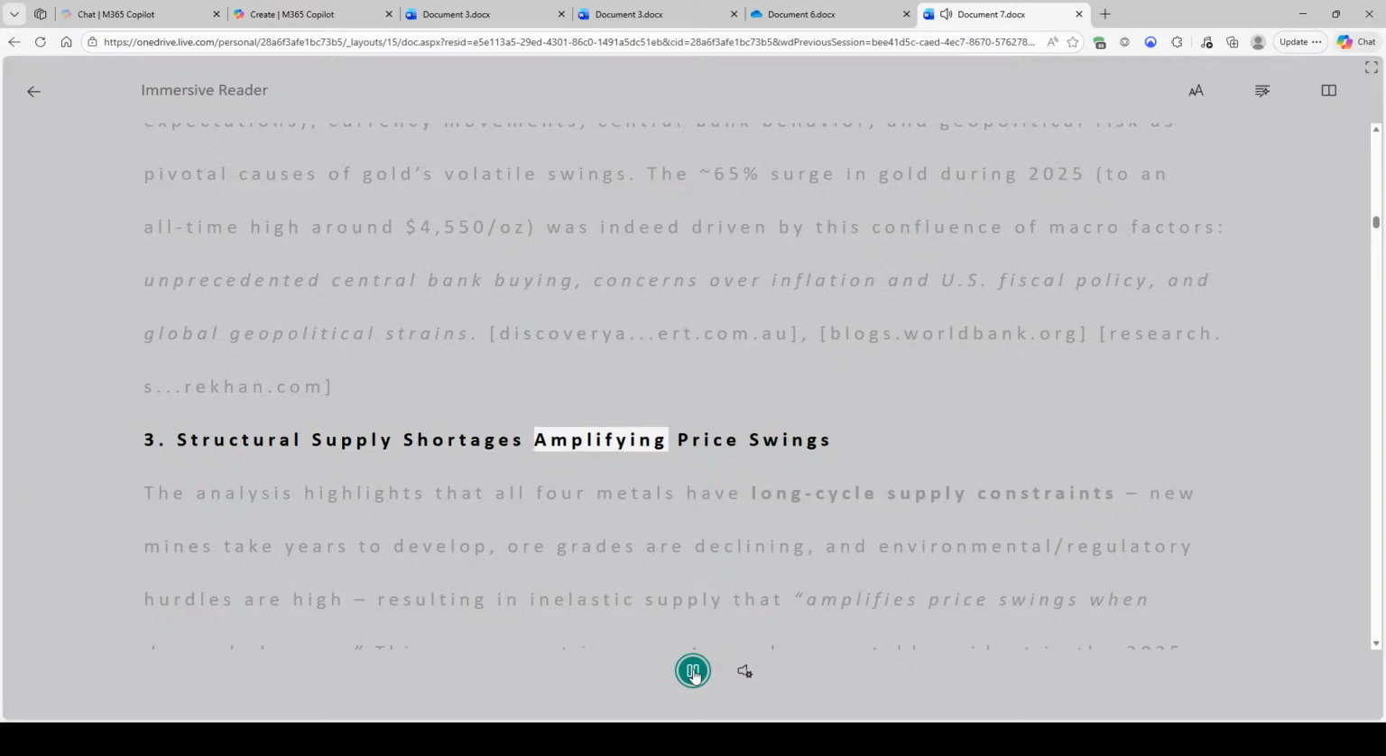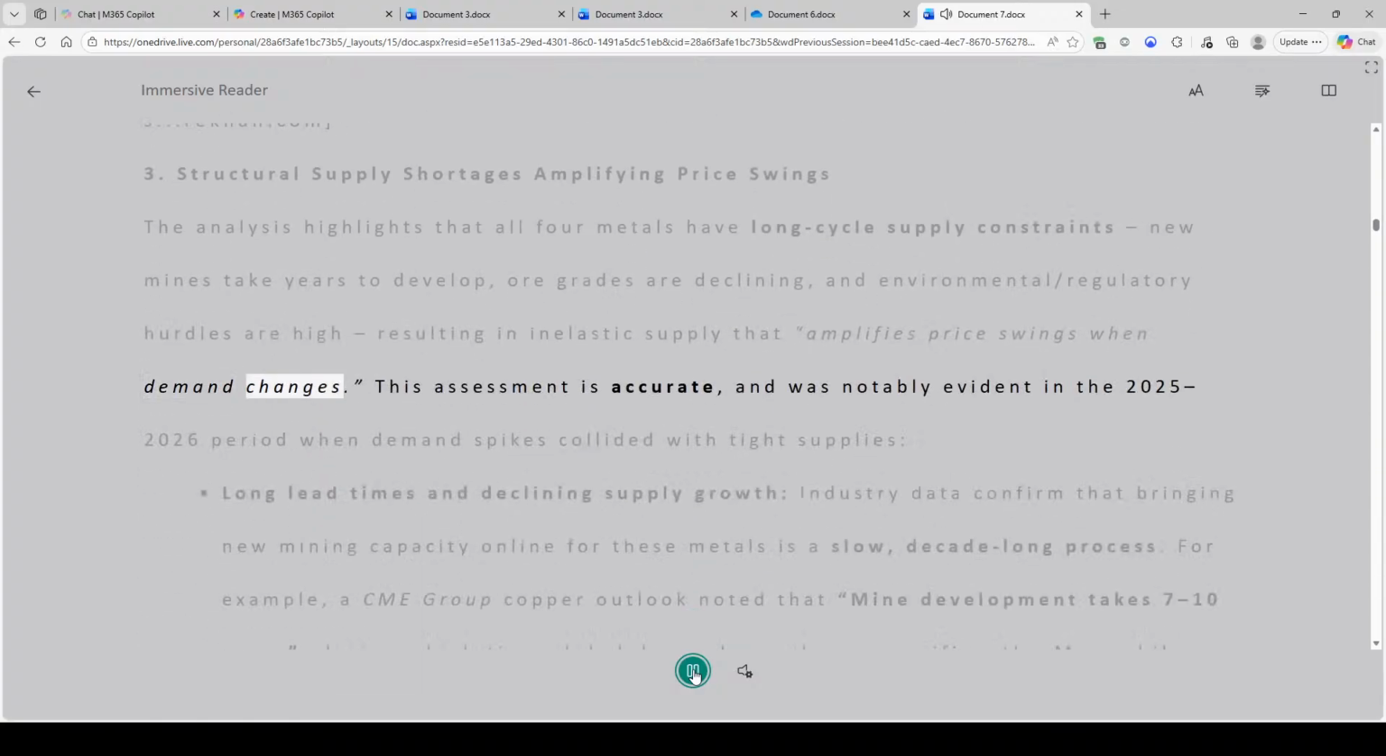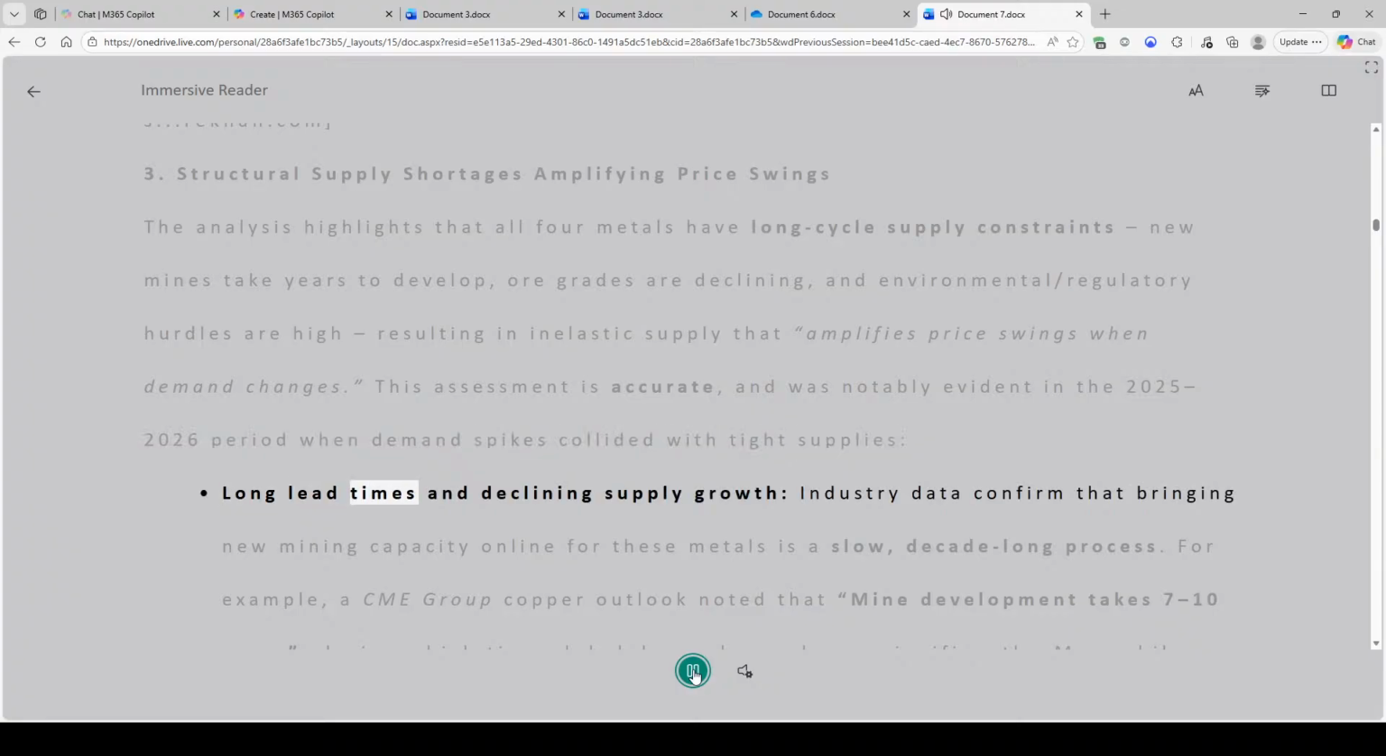3. Structural supply shortages amplifying price swings. The analysis highlights that all four metals have long-cycle supply constraints: new mines take years to develop, grades are declining, and environmental and regulatory hurdles are high, resulting in inelastic supply that amplifies price swings when demand changes. This assessment is accurate, and was notably evident in the 2025 to 2026 period when demand spikes collided with tight supplies. Long lead times and declining supply growth: industry data confirmed that bringing new mining capacity online for these metals is a slow, decade-long process.